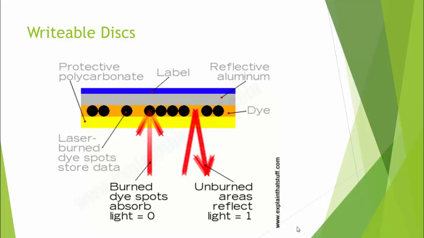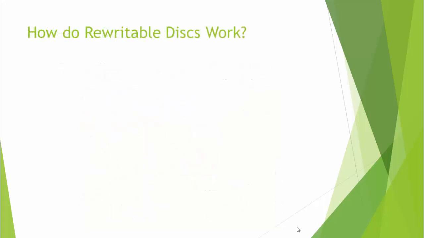We can also write to them. Mass-produced ones, of course, the surface is aluminum, as we alluded to in the last slide. However, we can have writable discs, and these use a layer of dye inside the disc. So you have a layer of reflective aluminum, a layer of dye, and then some plastic. And the laser goes in and burns dye spots to represent zeros. The unburned areas represent ones. So that's a writable disk.